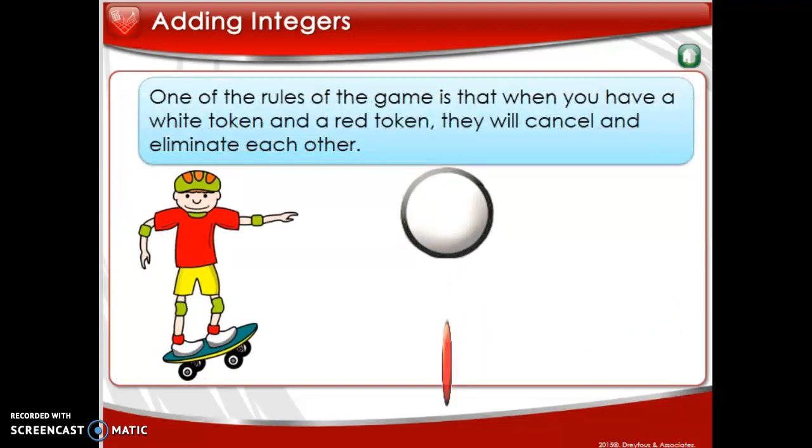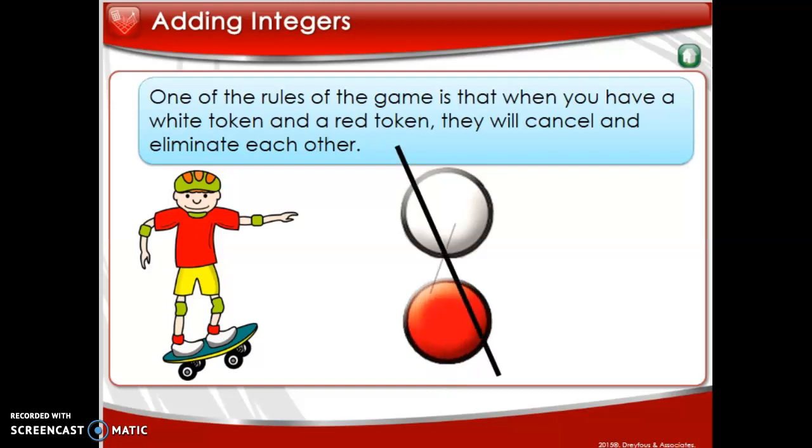One of the rules of the game is that when you have a white token and a red token, they will cancel and eliminate each other.